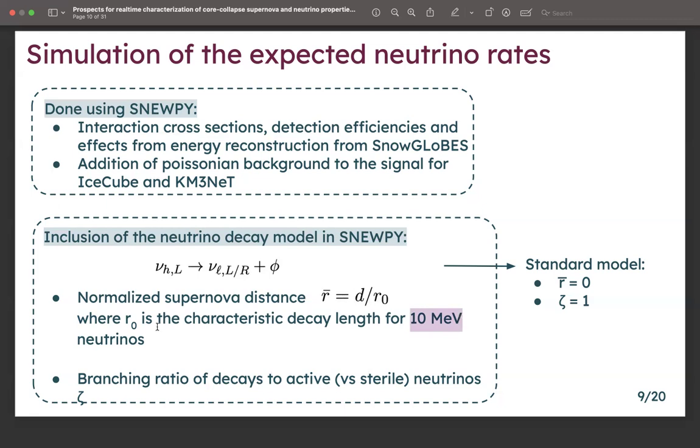So in the standard model, of course, the characteristic decay length should be infinite, which leads to an R bar value of 0. And the other parameter that we need here is the branching ratio of decays to active neutrinos that will be visible in comparison to sterile neutrinos. So here we give the possibility of having also sterile neutrinos in the model. Of course, in the standard model, we would have a branching ratio equal to 1.